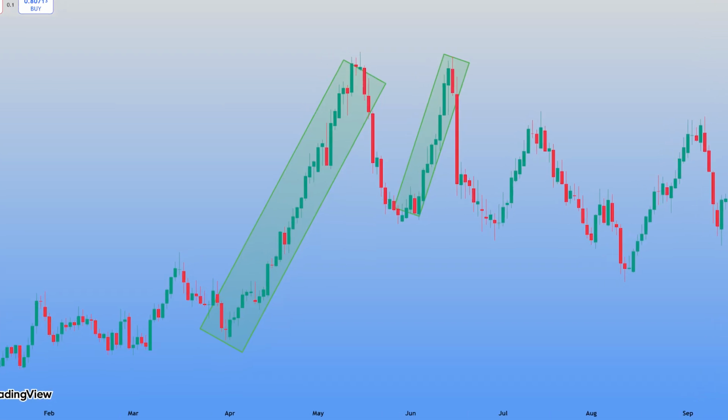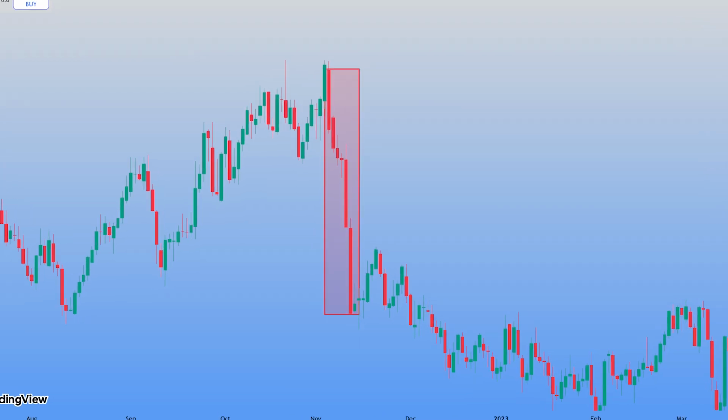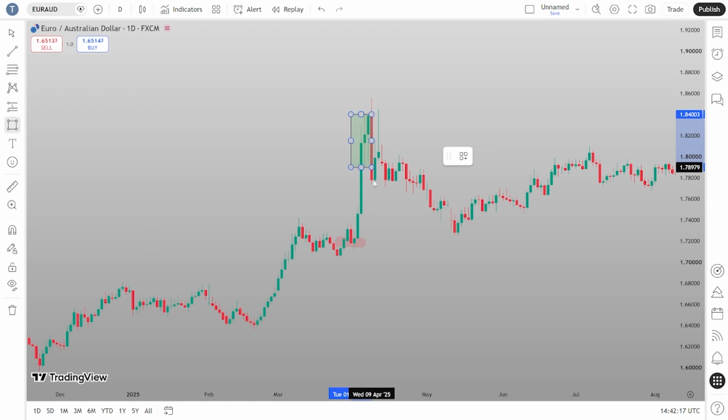You'll learn how impulse moves really work, why corrections happen, and how professional traders use them for entries inside trends.